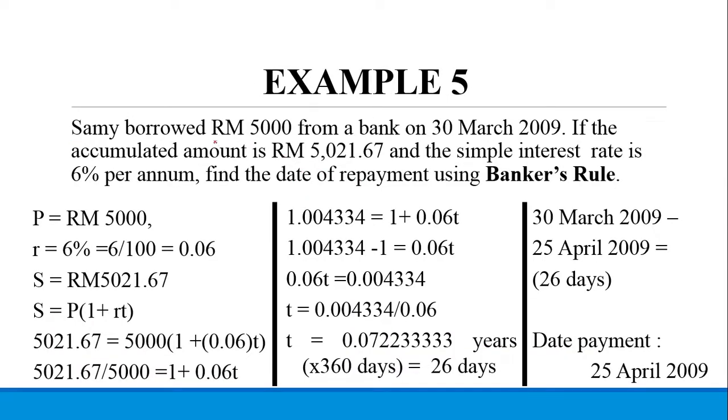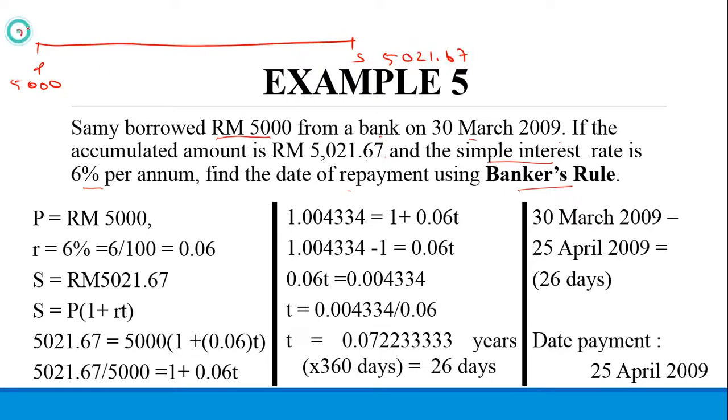For example, the question says that you borrow 5,000 from a bank starting from 30 March 2009. If the accumulated amount is 5,021.67, simple interest, okay, the keyword is simple interest, rate is 6% per annum. Find the debt repayment date using the banker's rule. Okay, you have P, you have S, 5,021.67, starting from 30 March 2009. The question asks you to find the date, but R is equal to 6%, which is 0.06.